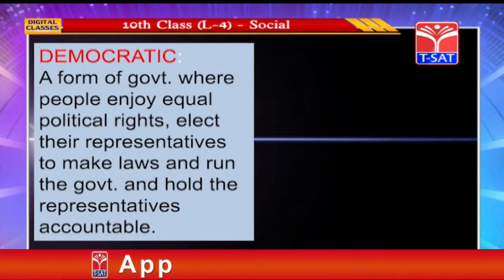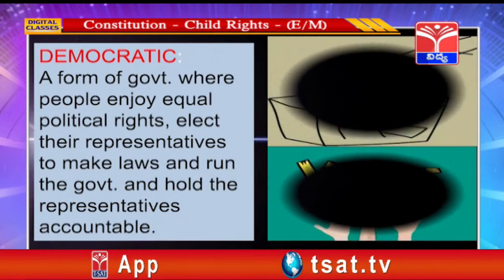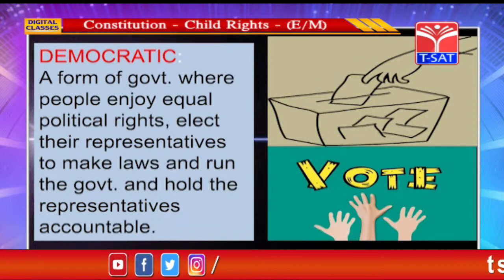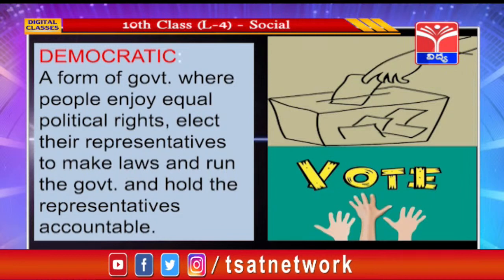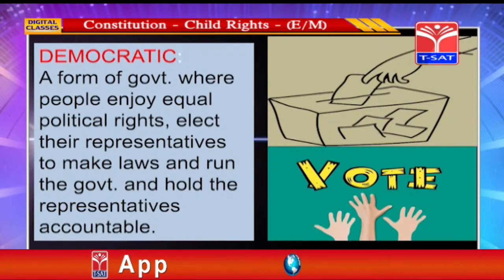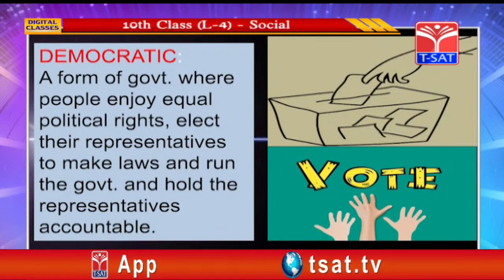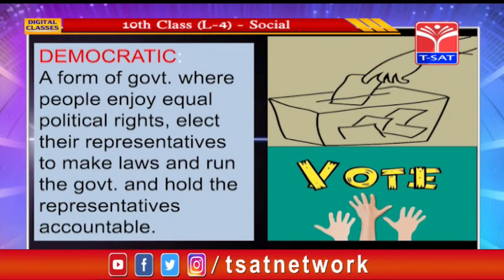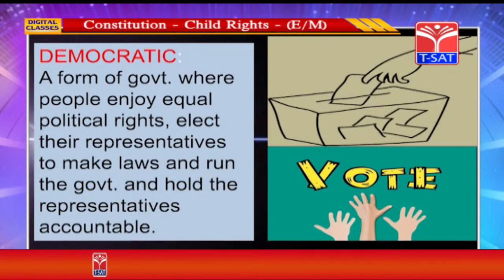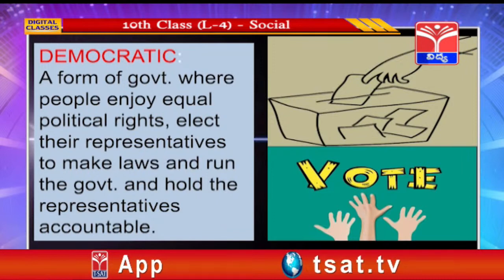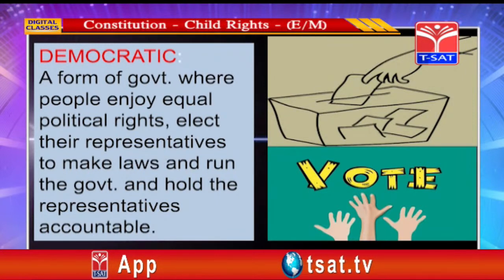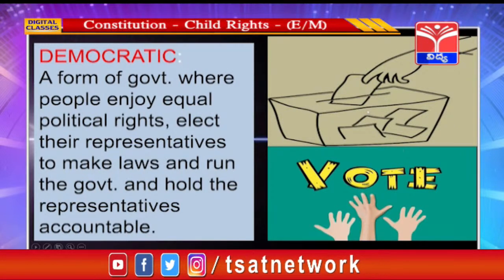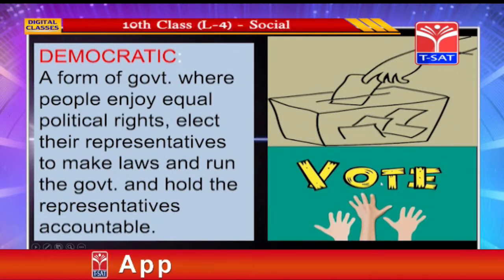Now, we have already discussed the democratic one, which is a form of government where people enjoy equal political rights and elect their representatives to make laws and run the government, and hold the representatives accountable. Every 5 years we are electing representatives. If the person is doing well, we elect again. If the person is not doing anything for society, then we reject the candidate and elect a new candidate for that post, whether it is an MLA or MP or any other people's representative. So we prove democracy in the form of voting. Every 5 years we have the vote. With this we prove that we are following democracy.